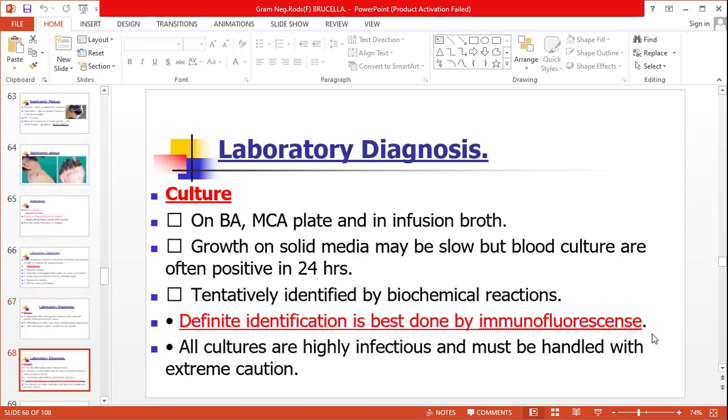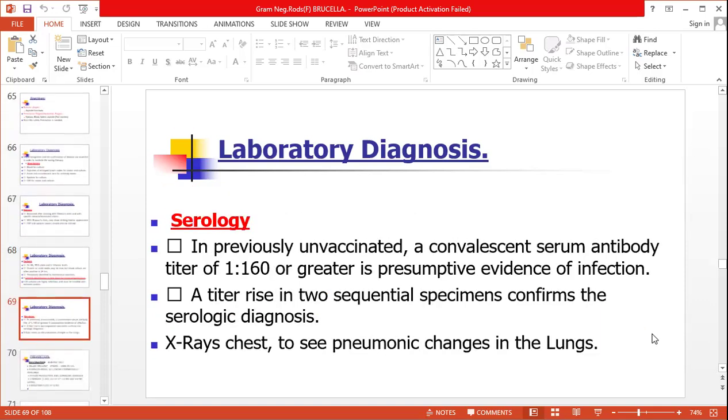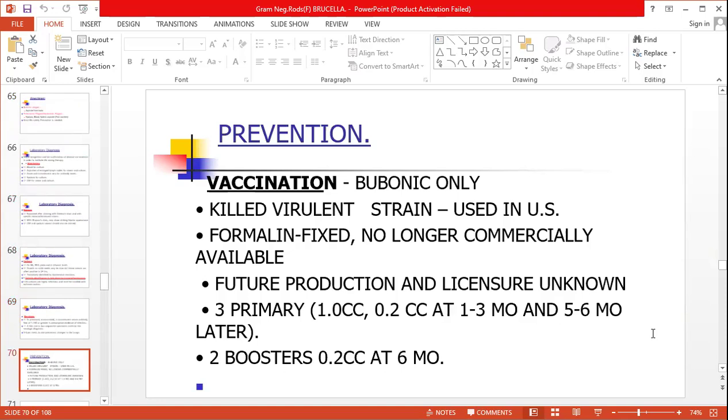Culture on blood agar, MacConkey agar, and infusion broth. Definite identification is best done by immunofluorescence. All the cultures are highly infectious and must be handled with extreme caution. For serology, we take convalescent serum; antibody titers of 1:160 or greater are presumptive evidence of infection. Besides, we do an X-ray to see the pneumonic changes in the lungs.